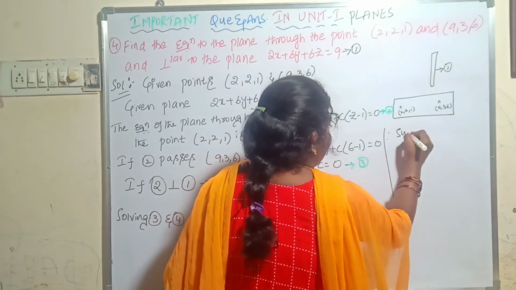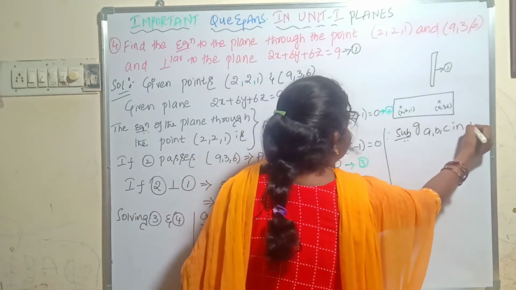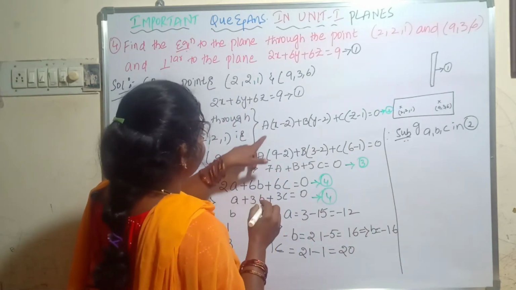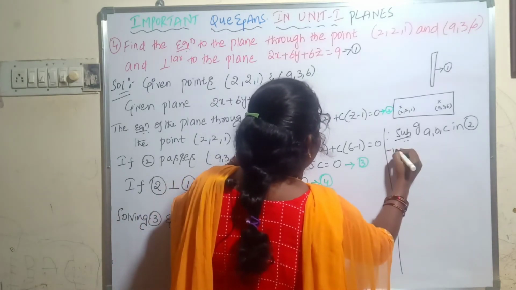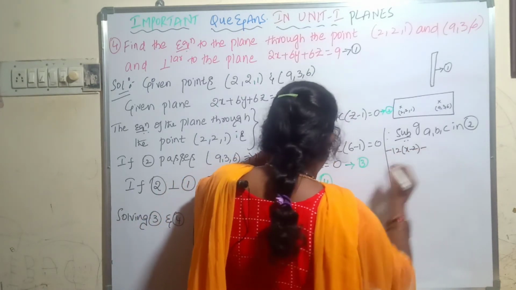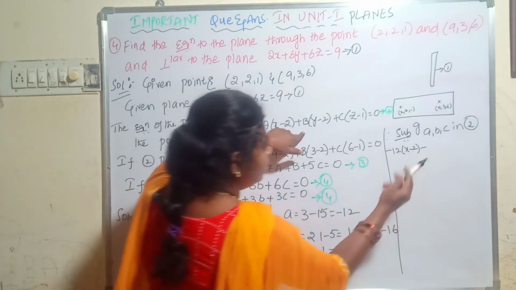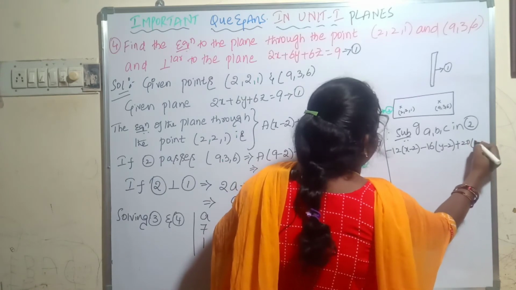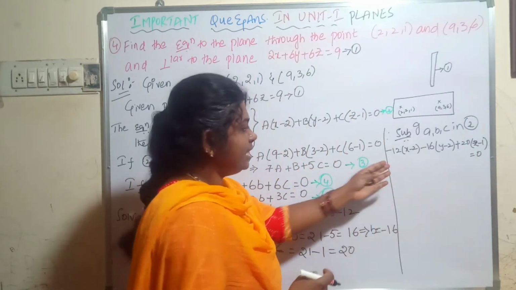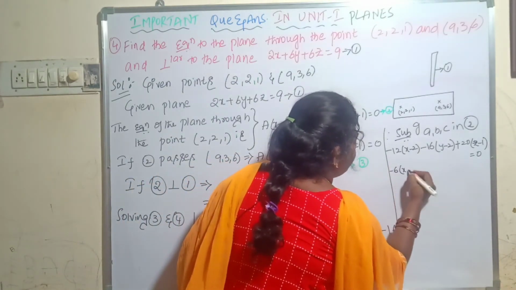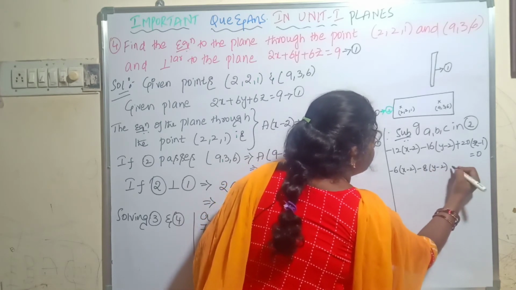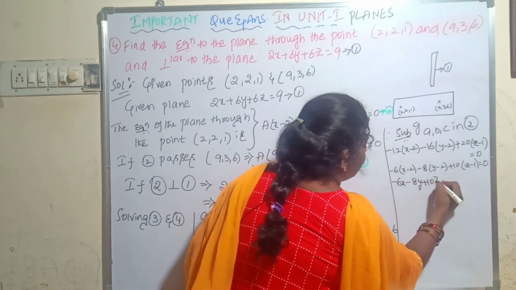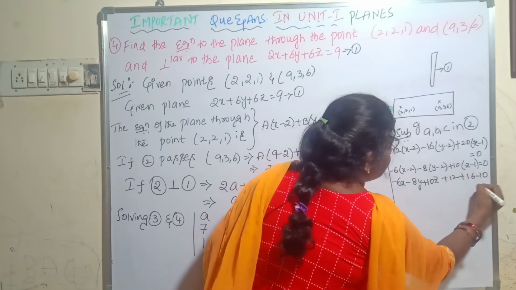Therefore, substituting the a, b, c values in the second equation, we have a is minus 12, so minus 12 into (x minus 2) plus b, which is minus 16, into (y minus 2), plus c value is 20, so 20 into (z minus 1) is equal to 0. We can cancel this with 2. We will get minus 6 into (x minus 2) minus 8 into (y minus 2) plus 10 into (z minus 1) is equal to 0, so minus 6x minus 8y plus 10z plus 12 plus 16 minus 10 equal to 0.